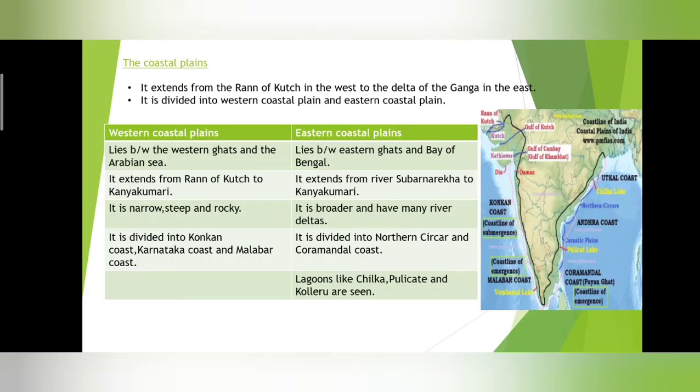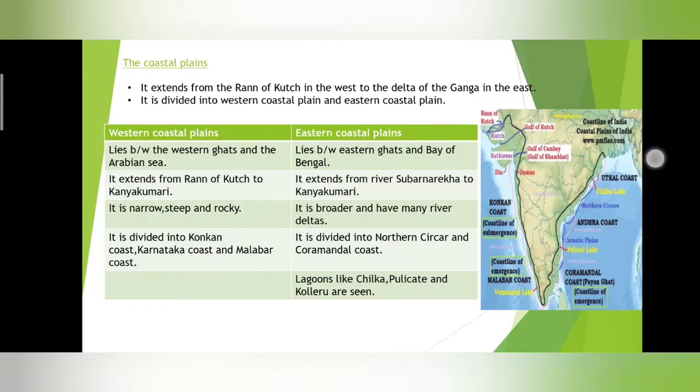And this Western coastal plain is very narrow, steep and rocky. It's full of rocks. And here we can see 3 divisions of the Western coastal plain. Namely, this region is the Konkan coast. Then we have the Karnataka coast or Canara coast, and in the south we have the Malabar coast.